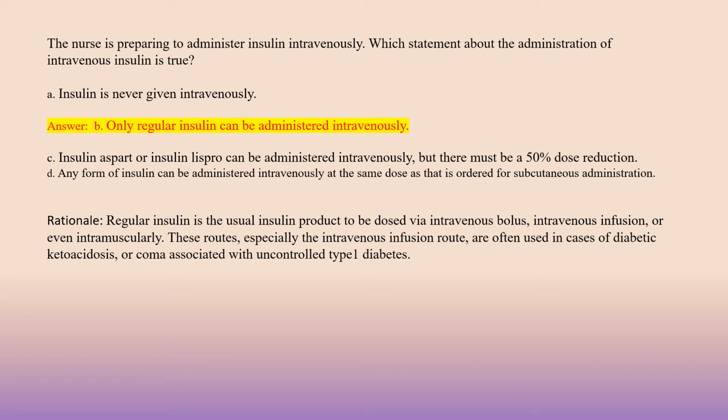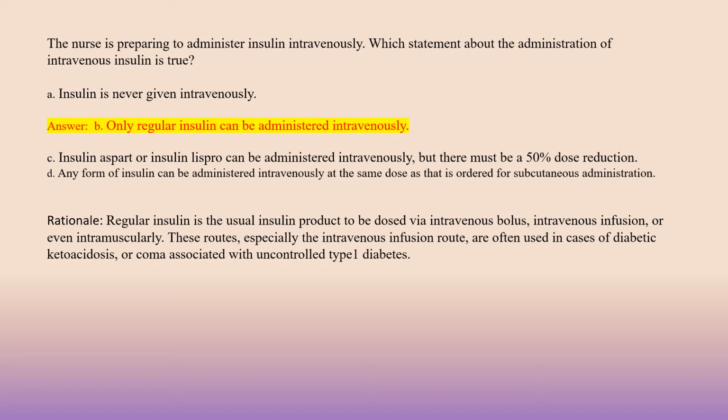Answer: B. Only regular insulin can be administered intravenously. Rationale: Regular insulin is the usual insulin product to be dosed via intravenous bolus, intravenous infusion, or even intramuscularly. These routes, especially the intravenous infusion route, are often used in cases of diabetic ketoacidosis, or coma associated with uncontrolled type 1 diabetes.